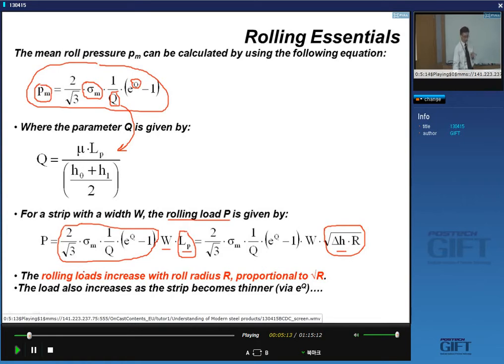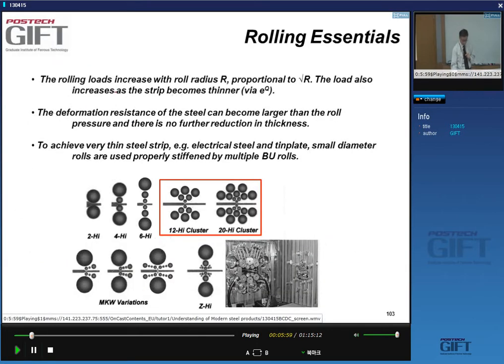So one of the things you see is the rolling load is a function of the roll radius. So the larger your rolls, the higher your rolling pressures will be, and the proportionality is the square root of the roll radius. And of course, there's also an effect of the strip thickness, and you can show from this formula that the load will increase as you get thinner strip. Again, the rolling load increases with the square root of R, and it also increases with thinner strips.